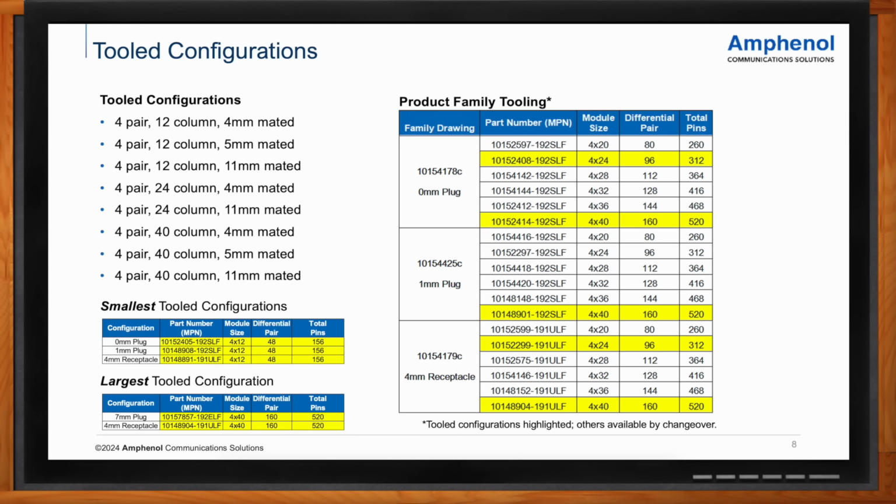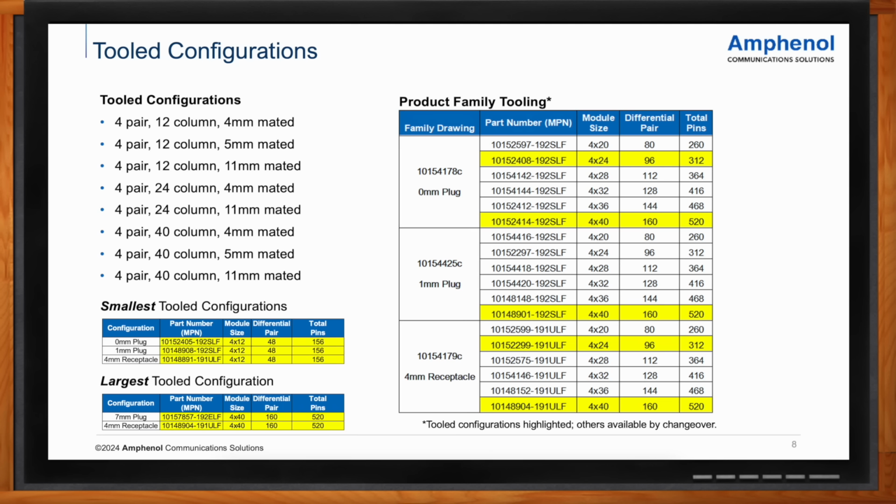So we'll highlight that on the smallest side, the M series connector is tooled in a 4-pair, 12-column configuration, and that's at 4 millimeters, at 5 millimeters, and at 11 millimeters mated. So a 4-pair, 12-column provides a customer with 48 differential pair, or that would be 156 pins. And then on the opposite side, the largest tooled configuration, 4-pair, 40-column for 160 differential pair and 520 pins. So we're continuing to build out this product family. It is in high volume today. It is available in distribution channels today, and we're continuing to add to the tooled configurations.